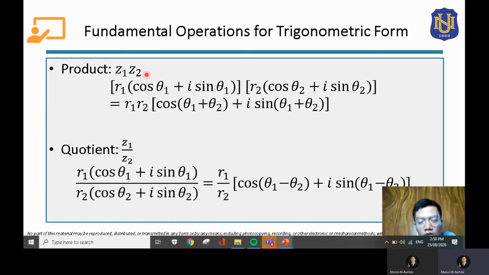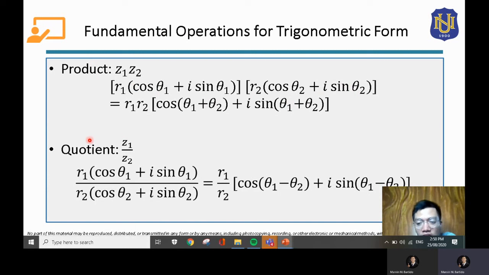Let's say for the product of two complex numbers in trigonometric form, these are the two complex numbers, z1 and z2. If you multiply them, what you're going to do is multiply the moduli, r1 and r2, and add theta 1 and theta 2. So that will be cosine of theta 1 plus theta 2 plus i sine of theta 1 plus theta 2. That's how you multiply trigonometric forms of complex numbers.